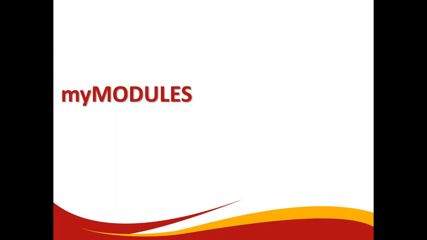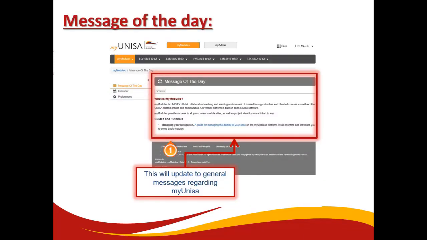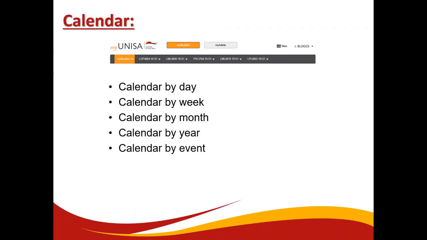Let's have a look quickly at My Modules. Right, so this is the home page. Okay, again, there might be messages on your home page. Read them, as it's a general message regarding anything in My UNISA. Right, under My Modules you're going to have a calendar as well, and you can view your calendar by day, by week, by month. You can even sort it by year or by event.